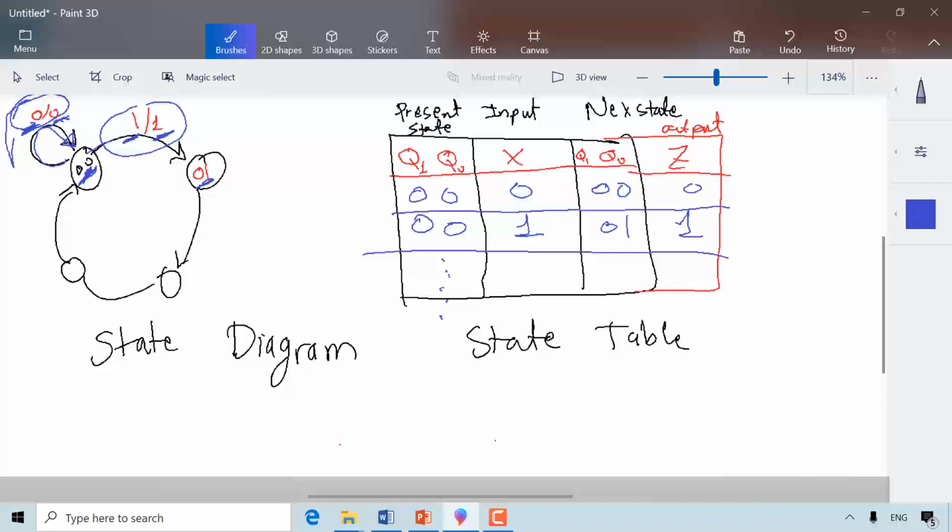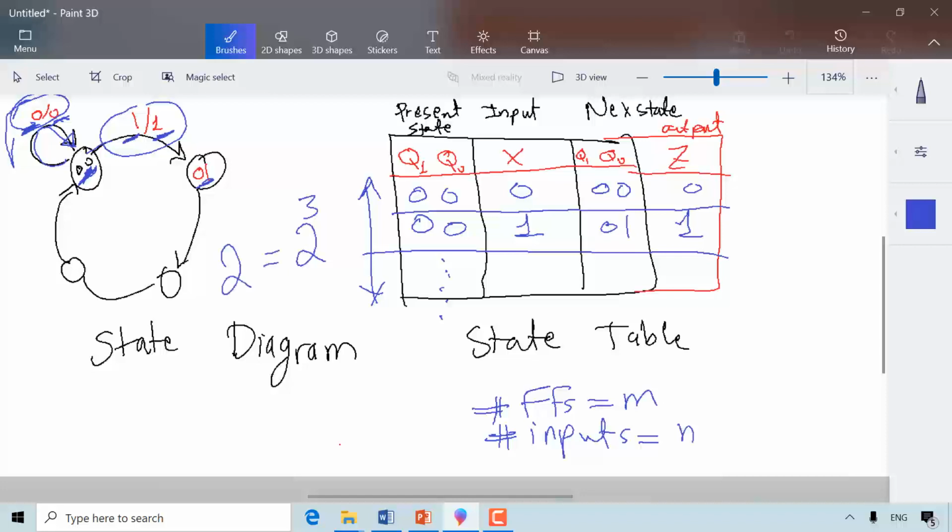So now you can see the height of this table, how many combinations? Suppose, for example, in this case, it is 2 to the 3. Why 2 to the 3? Suppose I have here the number of flip-flops equals m, and the number of inputs, in this case I have just one input, equals n. So the height of this table is really 2 to the n plus m.